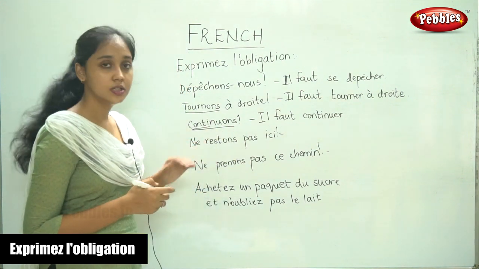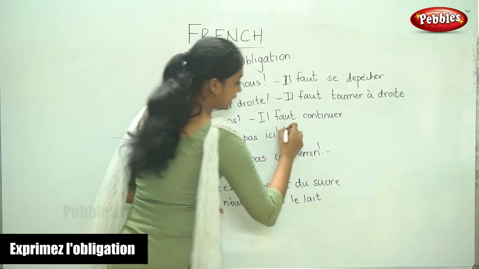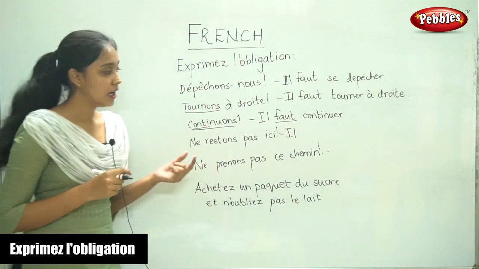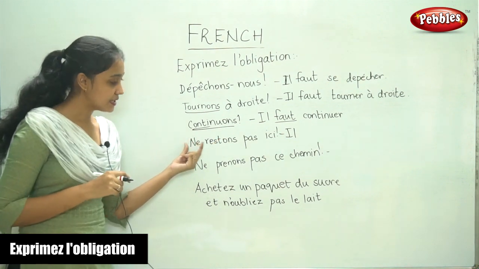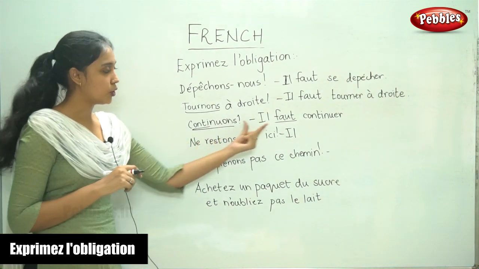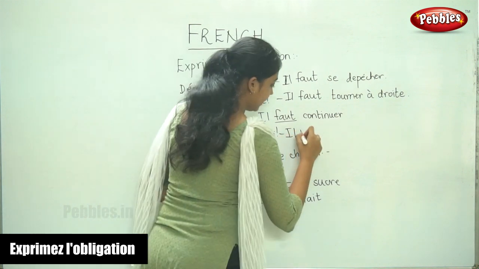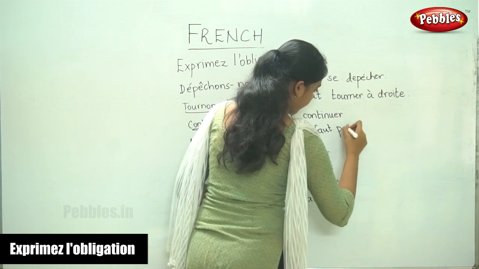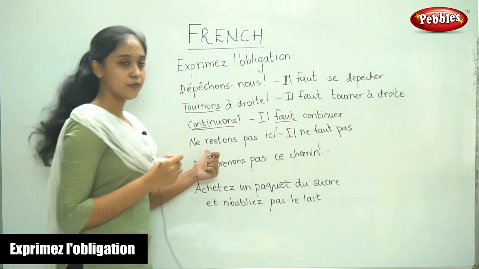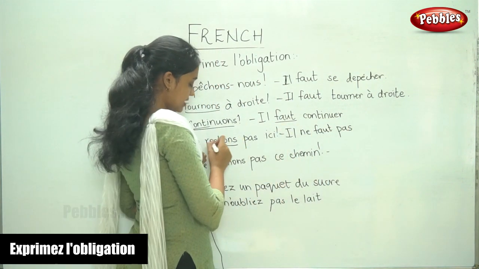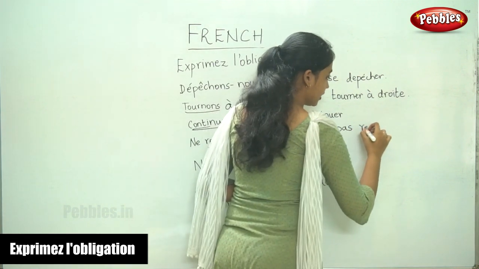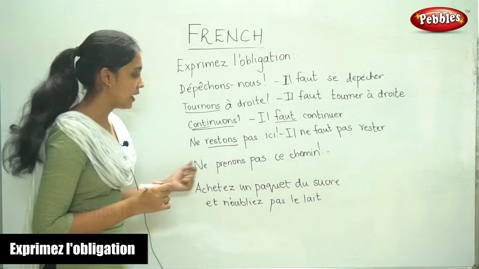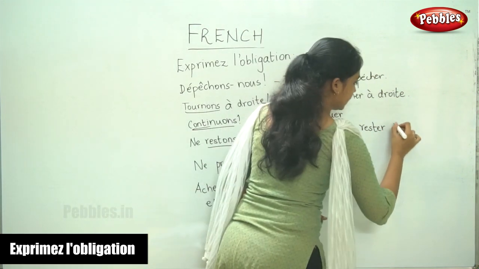So now we write il. Now faut is also a verb. So this ne and pas will come around faut. Il ne faut pas. And the verb is restons. In the infinitive it is rester. Il ne faut pas rester ici.